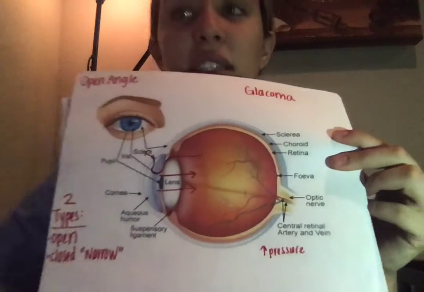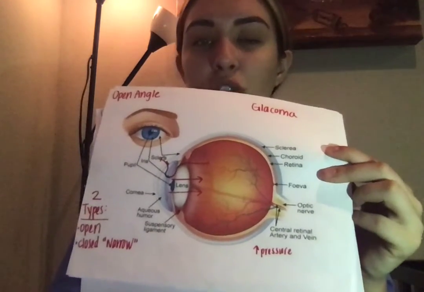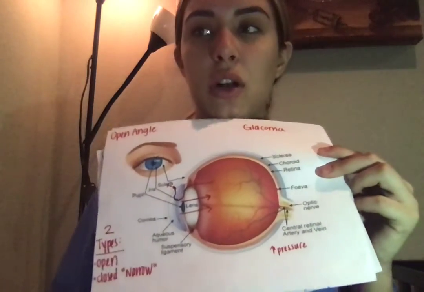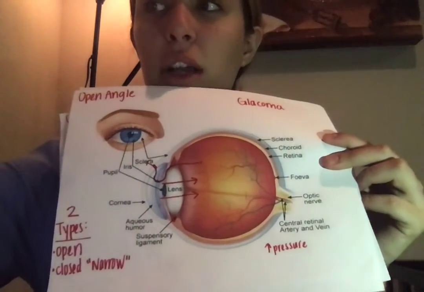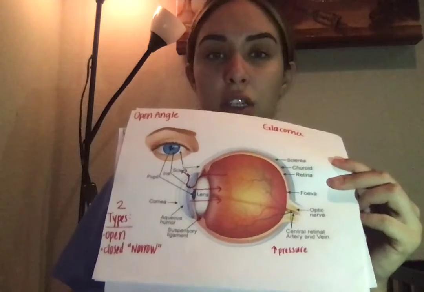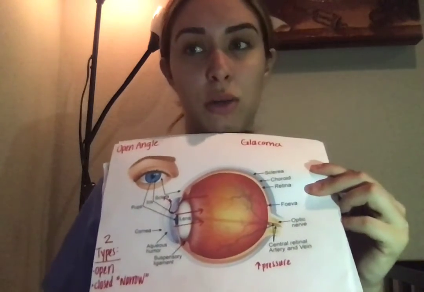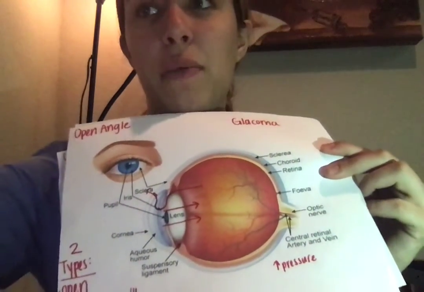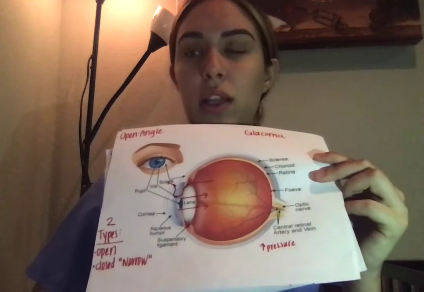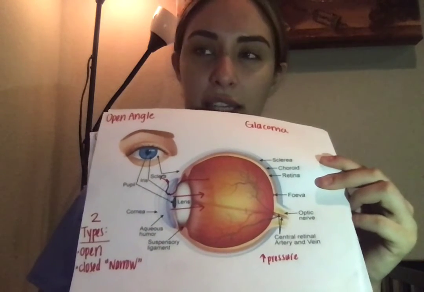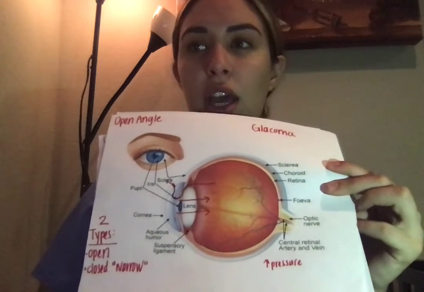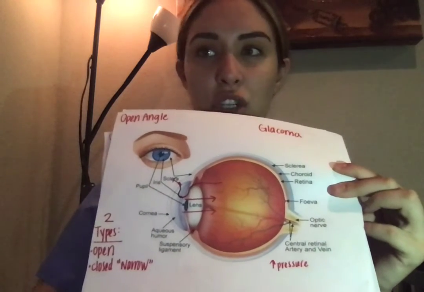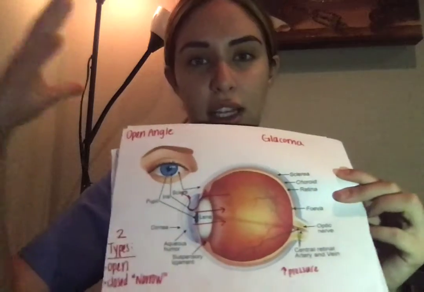So the diagnostic studies for this one: tonometry, which measures the inner eye pressure. Normal pressure is between 12 and 22 millimeters of mercury. With glaucoma, often pressure is above 20 millimeters of mercury. Then you have ophthalmoscopy, a dilated eye exam, where eye drops are used to dilate the eye to examine the shape and color of the optic nerve.